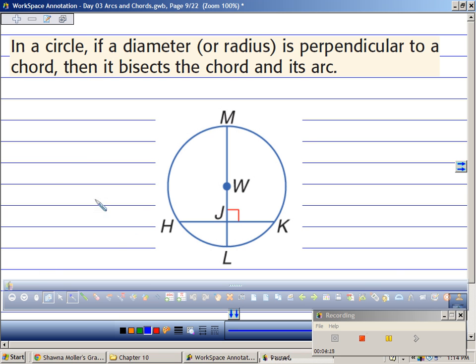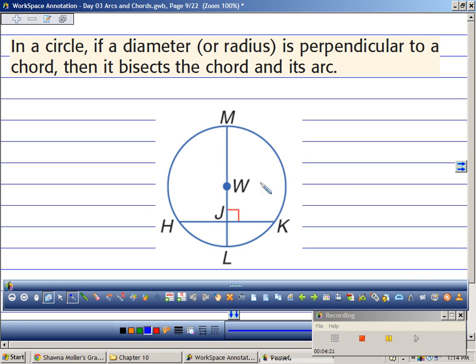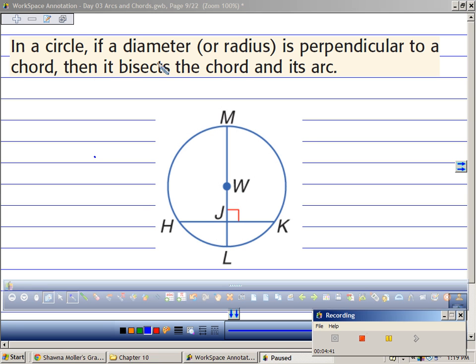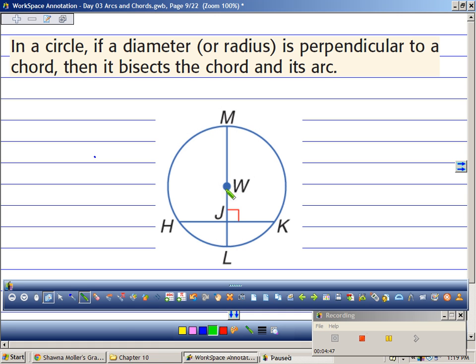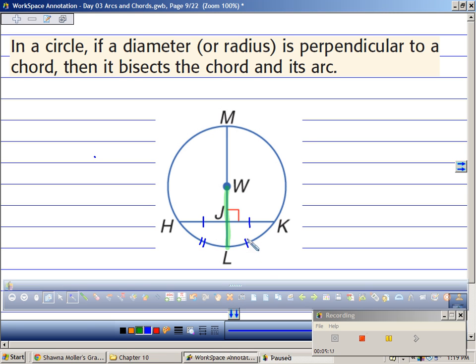Alrighty, in a circle, let me let you write this one down. And we're going to use this circle for 2 of the examples that we're going to do. Okay, so this is saying in a circle, if a diameter or radius is perpendicular to a chord, then it bisects the chord and its arc. So that's basically saying if this right here is perpendicular, since it's inside of a circle, then automatically we can say that this is congruent with this, right? And therefore, these are also congruent.